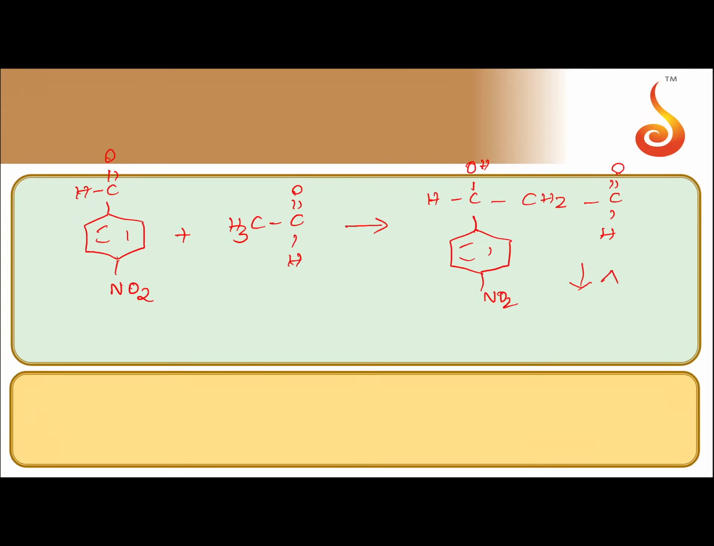Let us see whether heating is there on the arrow. Yeah, heating is also there. So this compound on heating loses a molecule of water. So what is the final product obtained? CH double bond CH CHO. I'll get this compound as the final product.